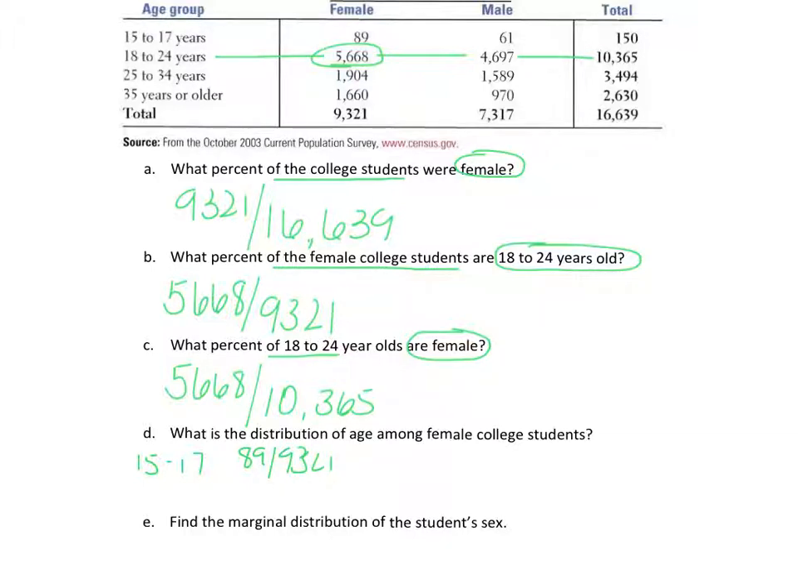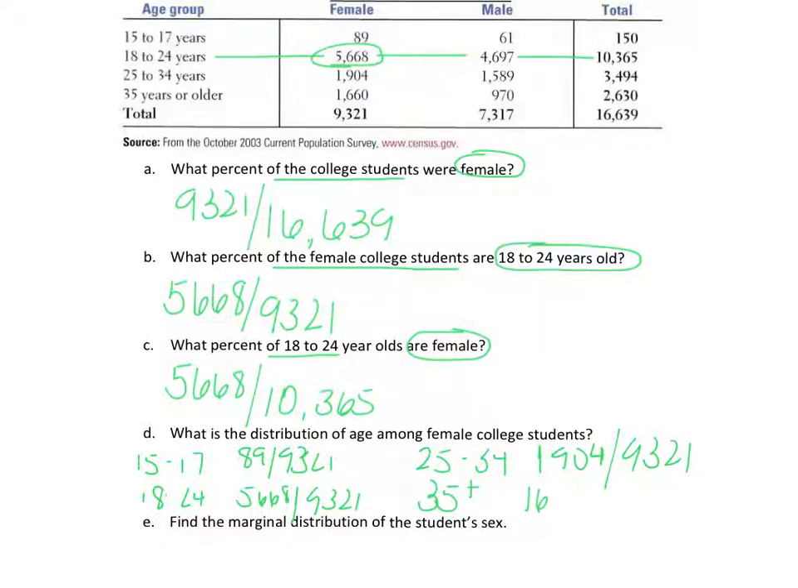In our group from 18 to 24, we know that we have 5,668 out of all the females. In our group of 25 to 34, we have 1,904 out of all the females. And then our 35 and over, we have 1,660 out of all the females.